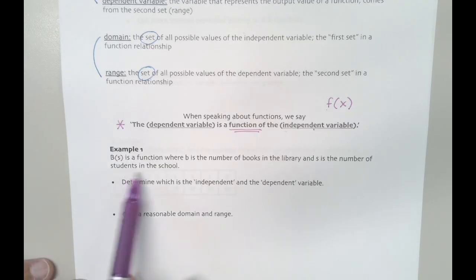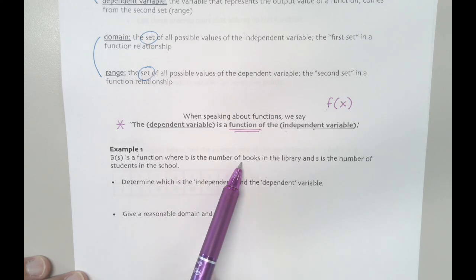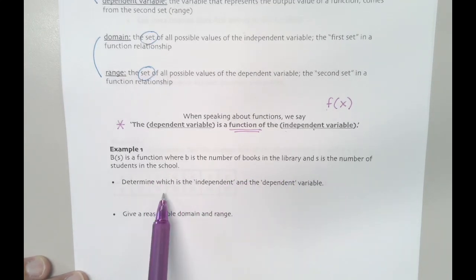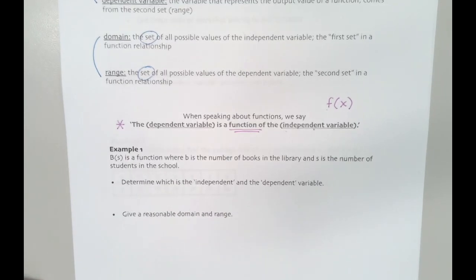B of S is a function where B is the number of books in the library and S is the number of students in the school. Determine which one is independent and which one is dependent. Okay, so if we're talking about this rationally, we're saying which one depends on the other, okay?